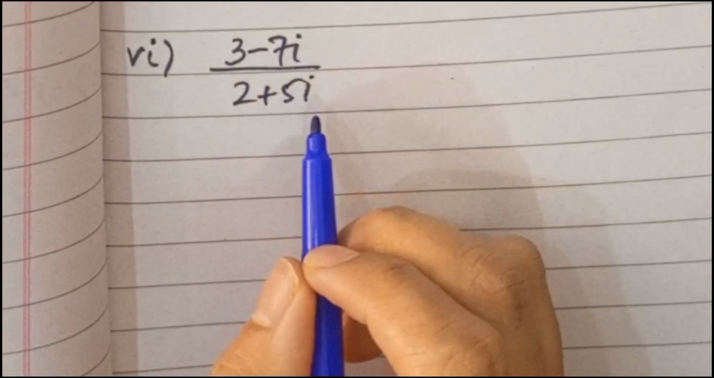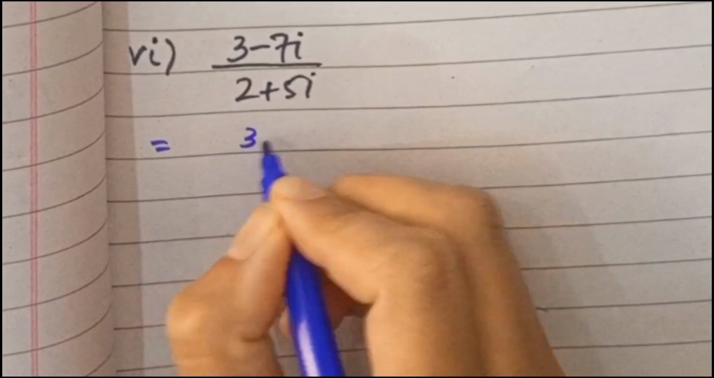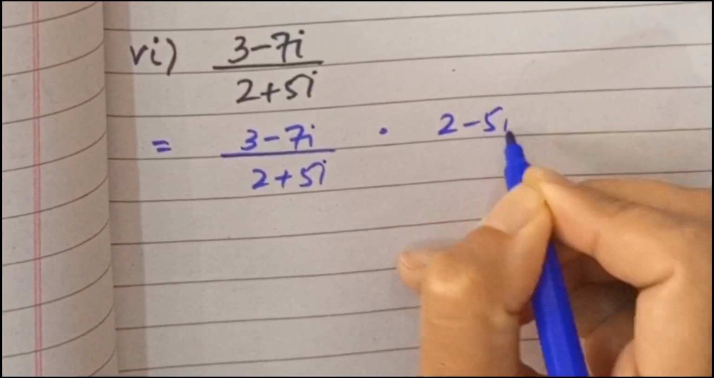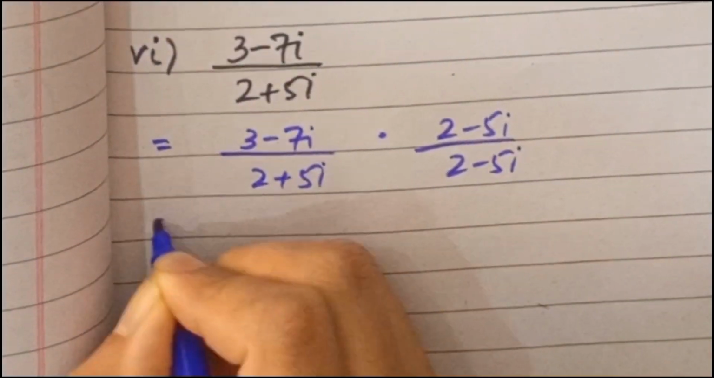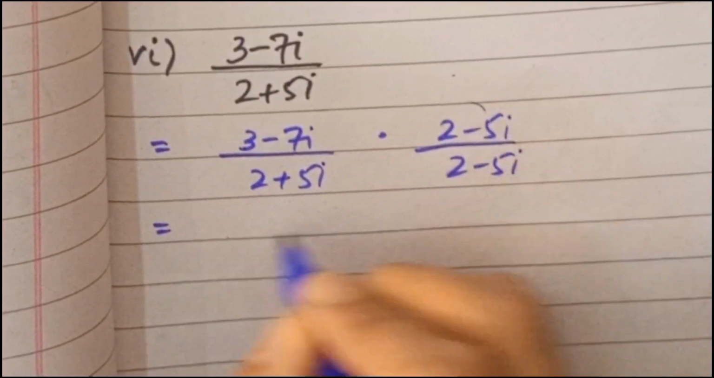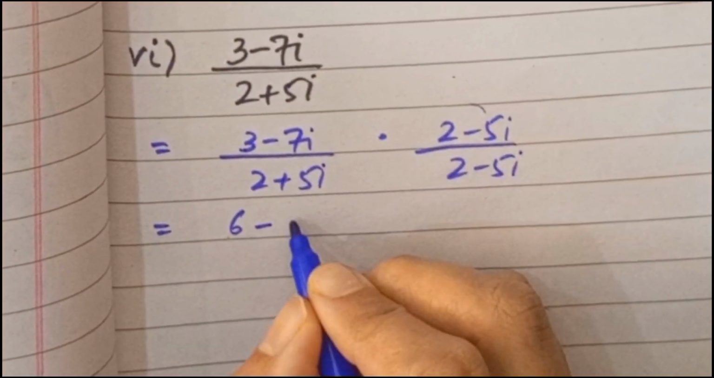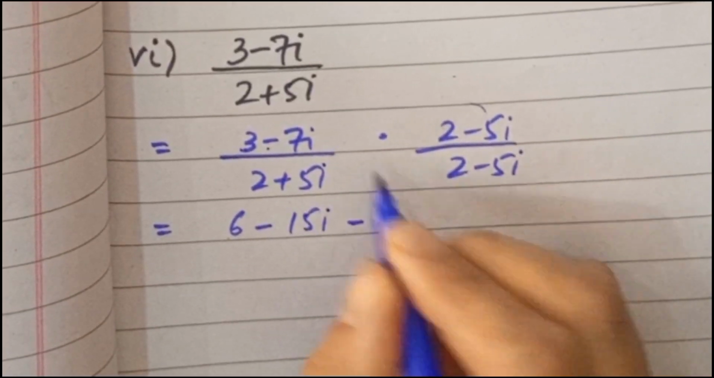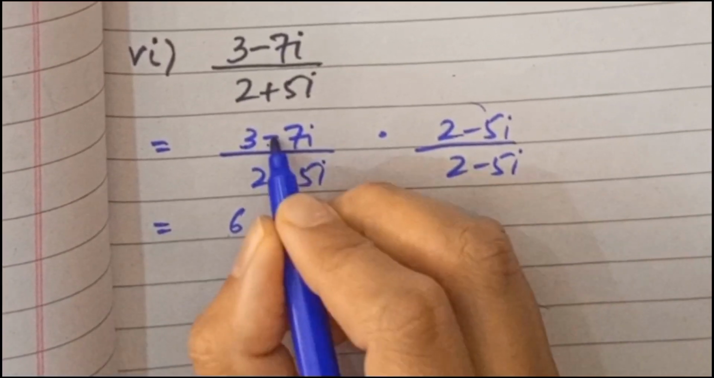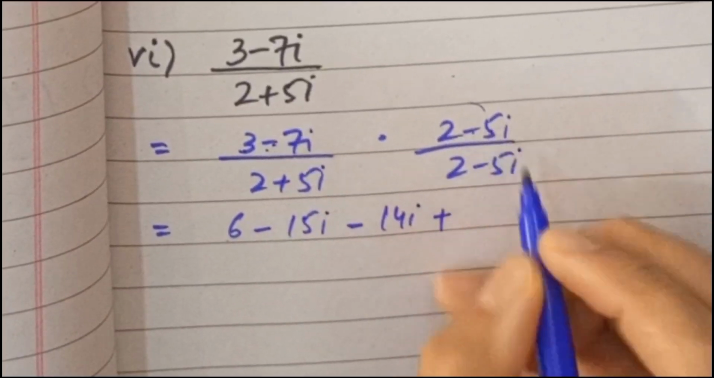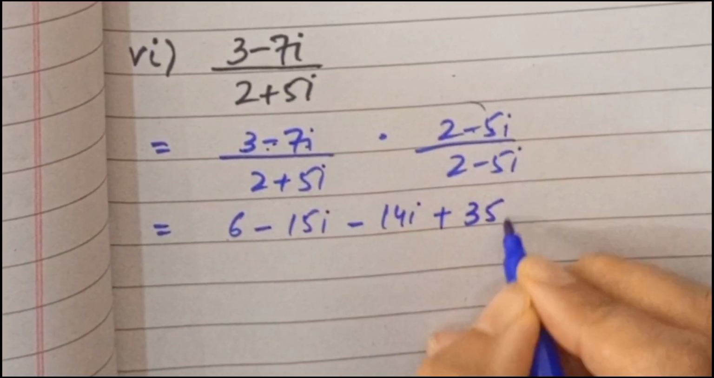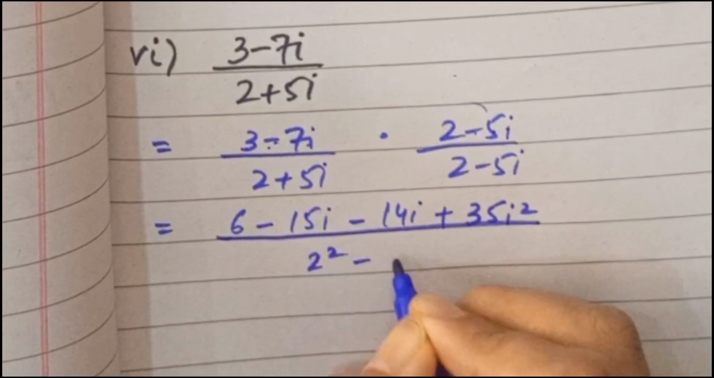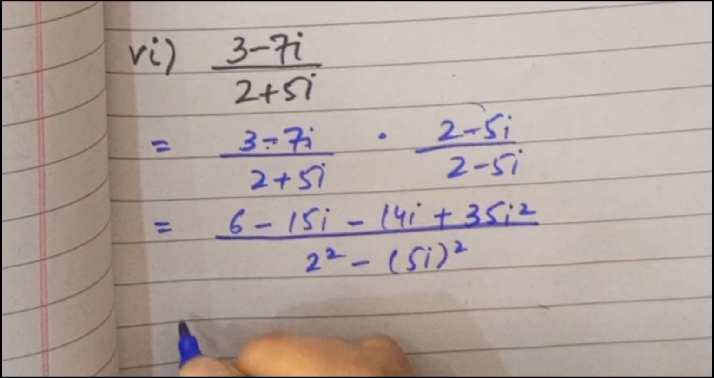Sixth part, we don't have any power. We will do the rationalization. 2 minus 5 iota. Okay, so multiply 3 with this, then 3 2s are 6, minus 3 5s are 15 iota. Multiplying minus 7 iota with this, minus 7 2s are 14 iota, minus minus plus 7 5s are 35 iota into iota, iota square. In the denominator, we will apply a square minus b square formula.